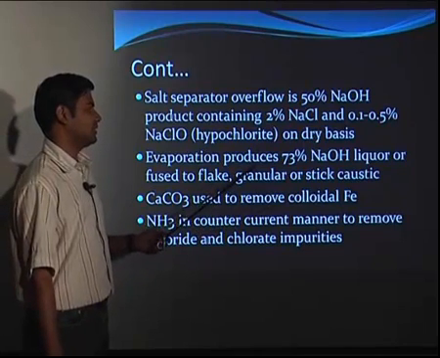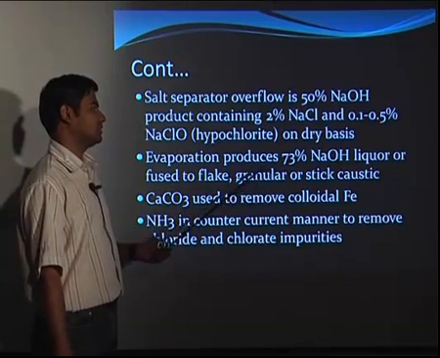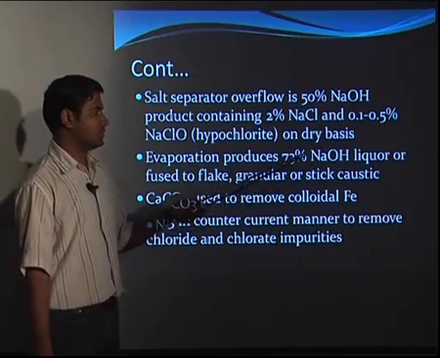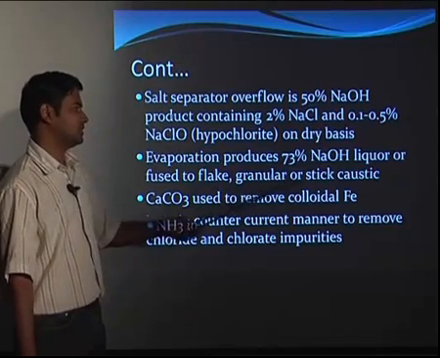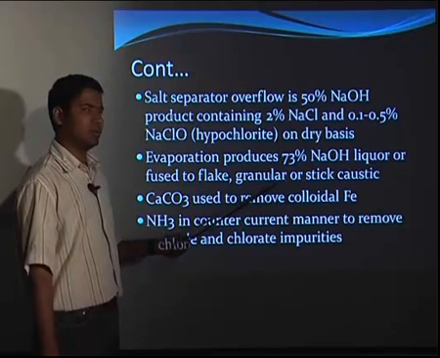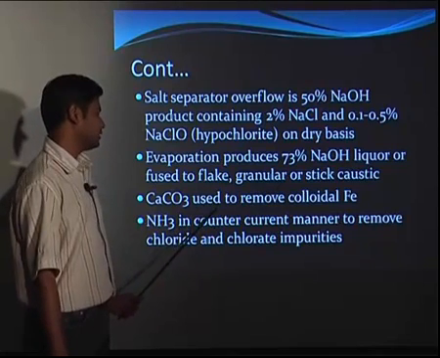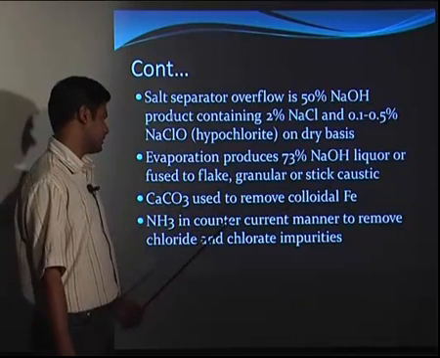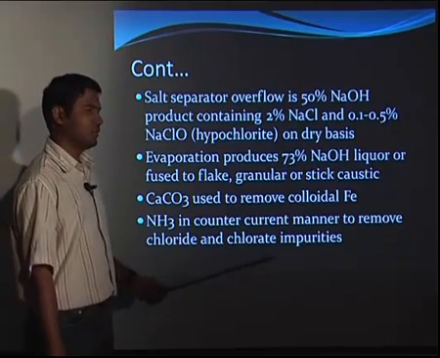Then evaporation produces 73% sodium hydroxide liquor, or fused to flake, granular or stick caustic. At this percentage, the sodium hydroxide will show higher viscosity. Then we can dry it and make flakes, granules or sticks of the caustic. If we are producing pellets, we can use them in a laboratory to form the NaOH solution. Then calcium carbonate is used to remove colloidal iron impurity from the solution. Then NH3 in a countercurrent manner is used to remove the chloride and chlorate impurities.